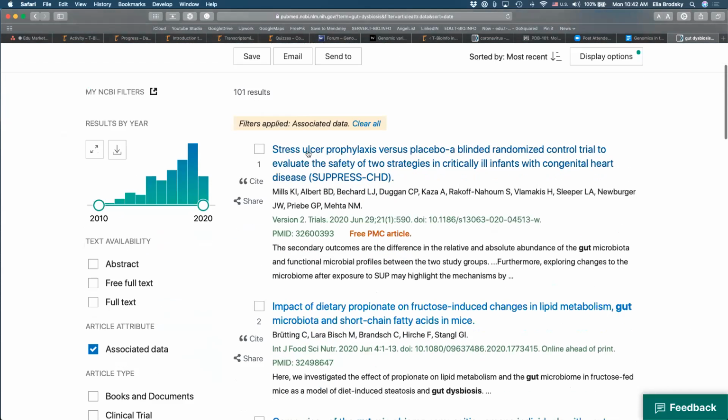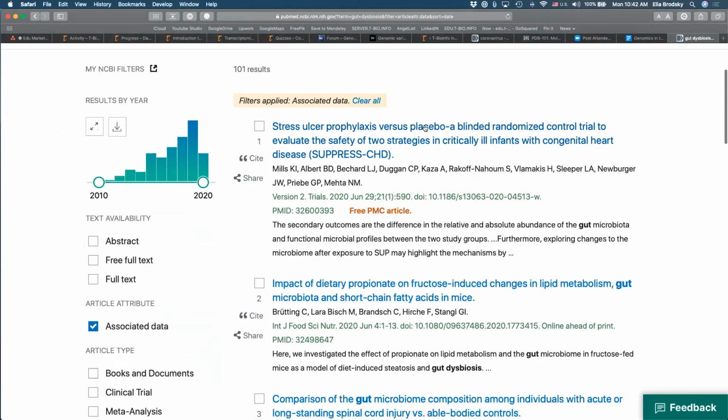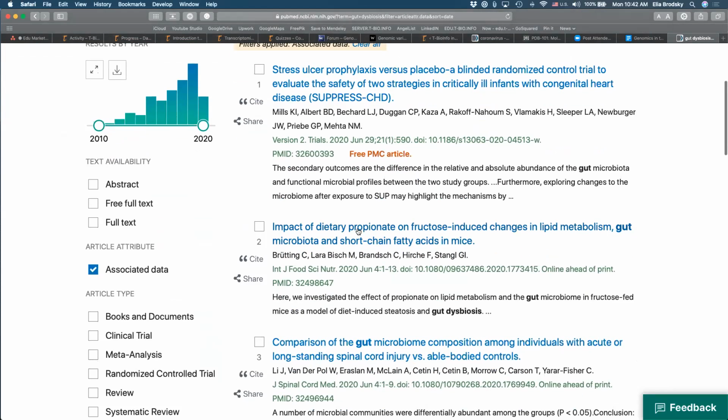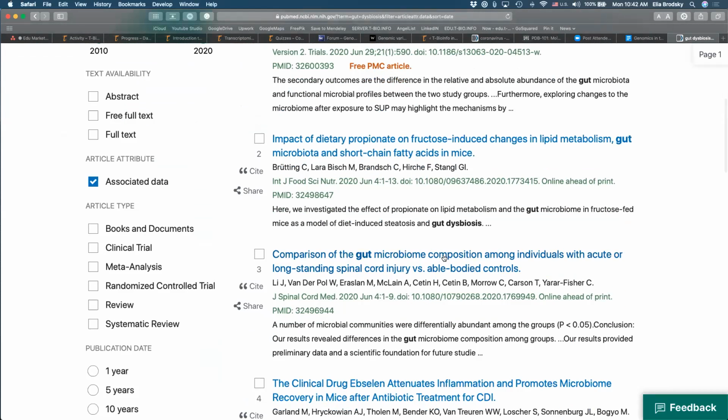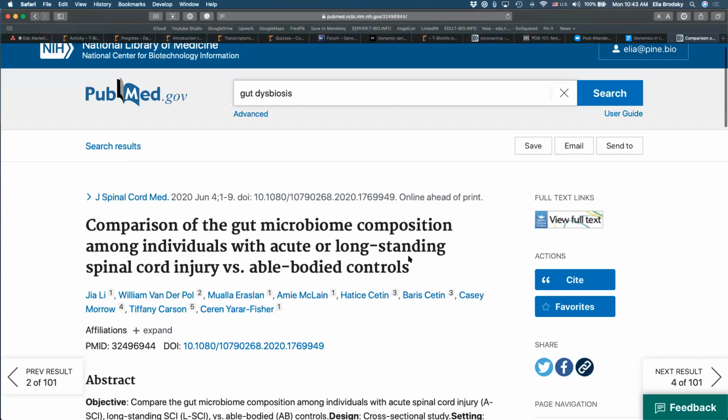So here you can see stress ulcer prophylaxis versus placebo, a blinded randomized control trial to evaluate the safety of 2 strategies in critically ill infants with congenital heart disease. Impact of dietary propionate on fructose-induced changes in lipid metabolism, gut microbiota, and short-chain fatty acids in mice. Comparison of the gut microbiome composition among individuals with acute or long-standing spinal cord injury versus able-bodied controls. So for example, spinal cord injury and gut microbiome. That seems to me like an interesting study.